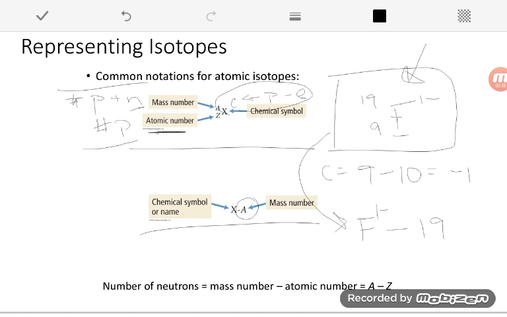So these are the 2 types of notations we typically look at. So let's look at a couple examples of how we might be asked to use this notation.